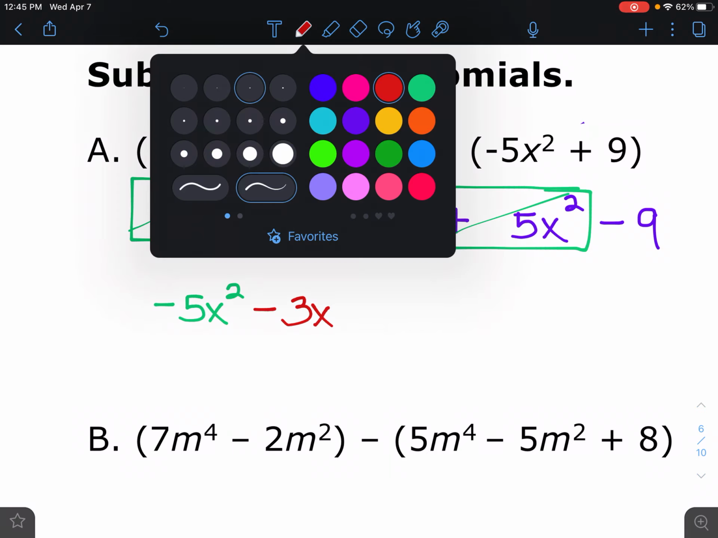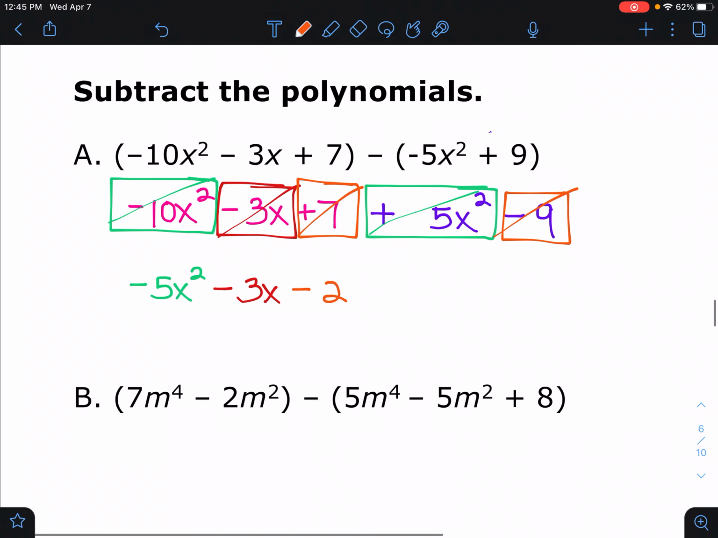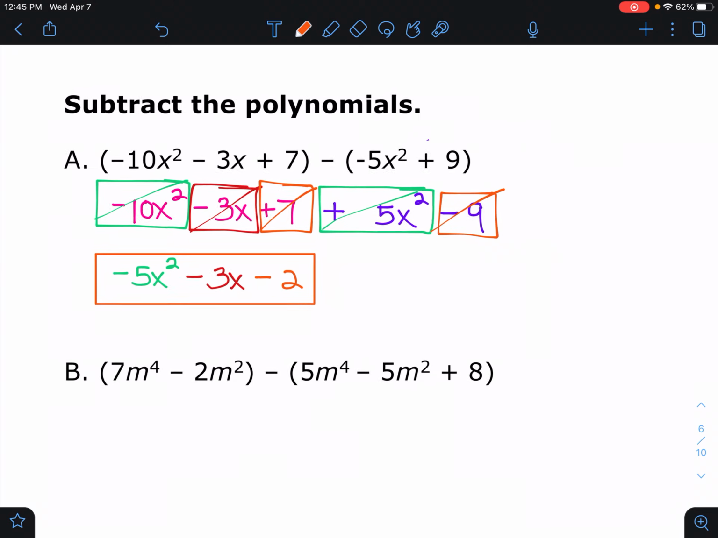And then now I've got a 7 and a negative 9. So 7 minus 9 is negative 2. Okay, now my answer's in standard form: squared, then 1, and then the constant, 0, right? Okay, so that's my answer, negative 5x squared minus 3x minus 2. And that's how you subtract polynomials.